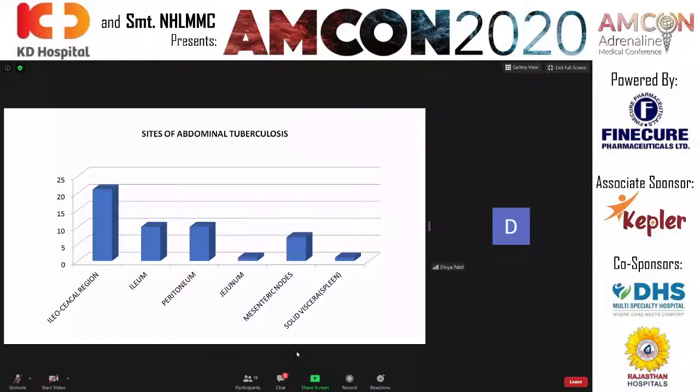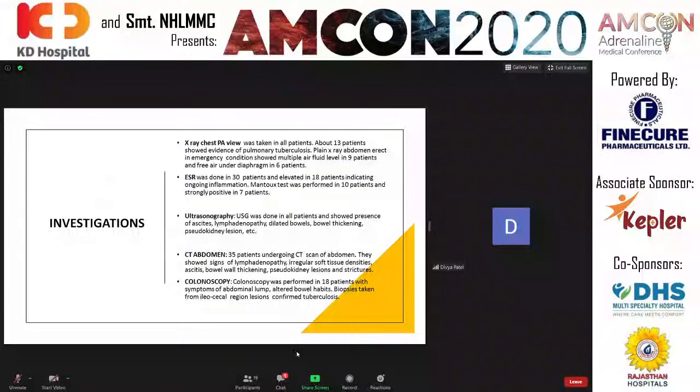This is a chart showing sites of abdominal tuberculosis in patients. Investigations: chest X-ray PA view was taken in all patients. About 13 patients showed evidence of pulmonary tuberculosis.